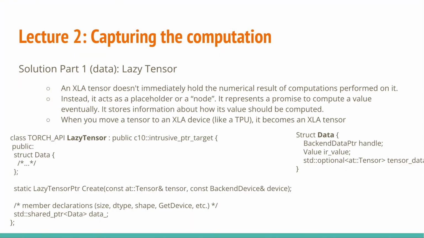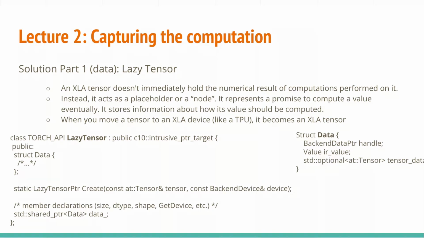The solution provided by PyTorch XLA contains two parts: the data and the graph capturing mechanism. Let's first take a look at the data part. Remember that the standard PyTorch tensor holds actual numerical values in memory, whether you're using GPU or CPU. The operation on traditional PyTorch tensors will be executed immediately. That's what we call eager execution. An XLA tensor doesn't immediately hold the numerical result of computations performed on it. Instead, it acts as a placeholder or a node. It stores the information about how its value should be computed instead of the value itself.